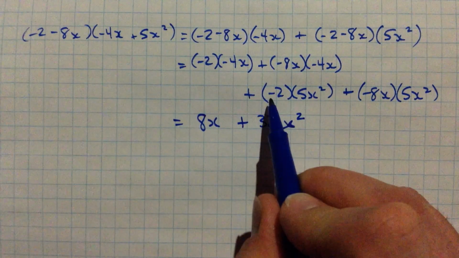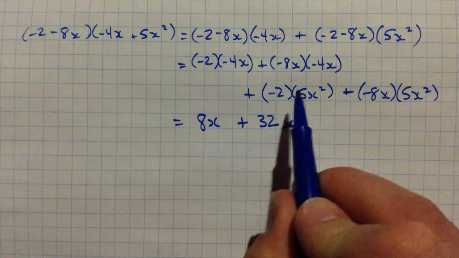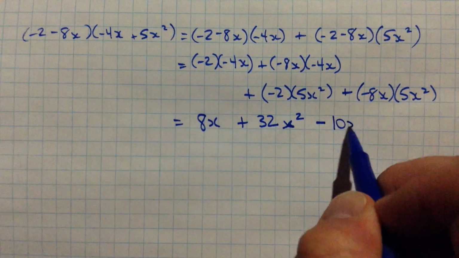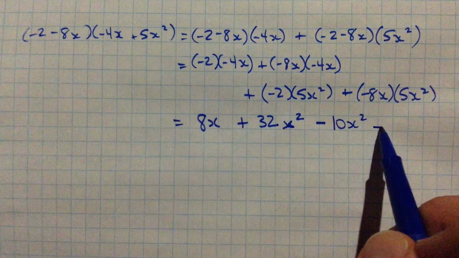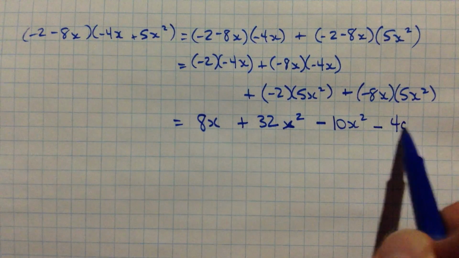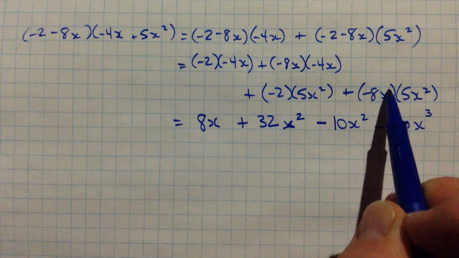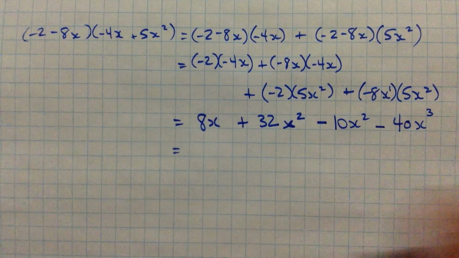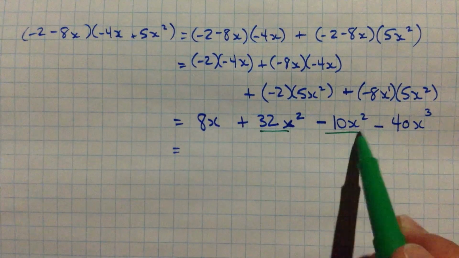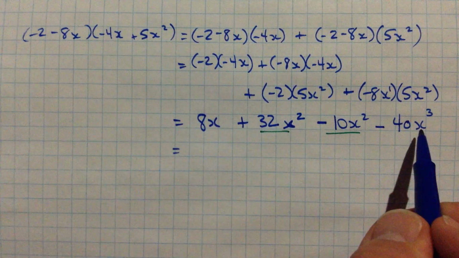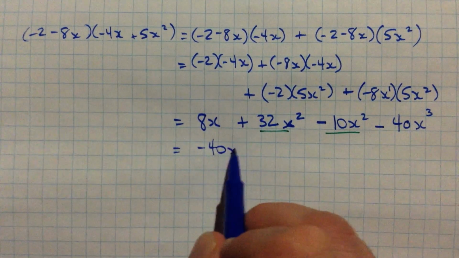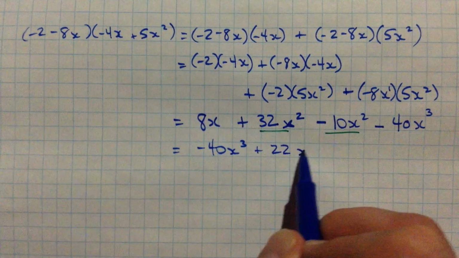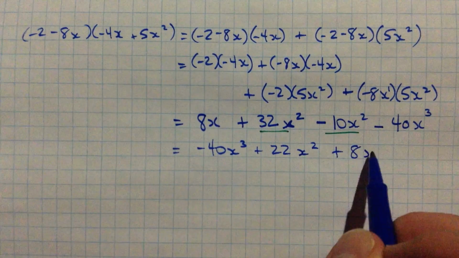The third term here is going to be negative because I've got plus, minus, plus. That's one negative sign. So that's negative 10x squared. And then the last term again is negative, this time 40x cubed, because I've got 1x here and 2 x's there. That's 3 x's for x cubed. And again, we're going to collect our like terms. This time our like terms are these x squared terms. Let me write my biggest one at the front, negative 40x cubed plus 32 minus 10 is 22x squared plus 8x.